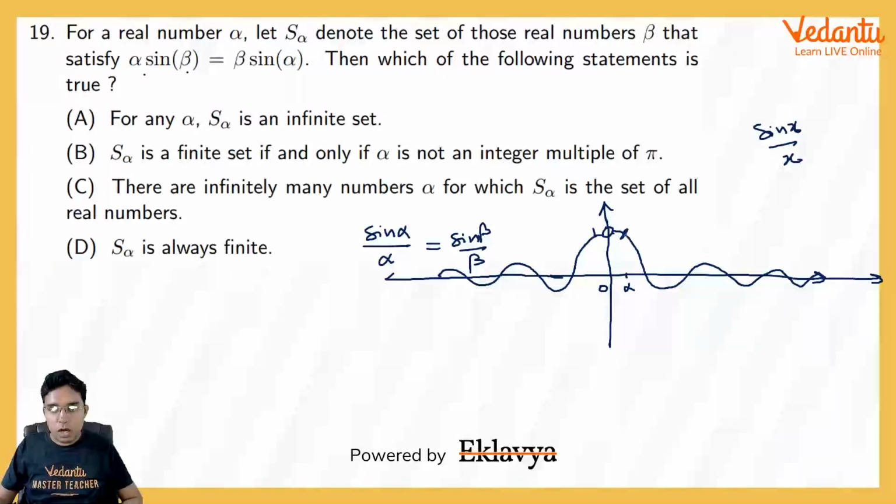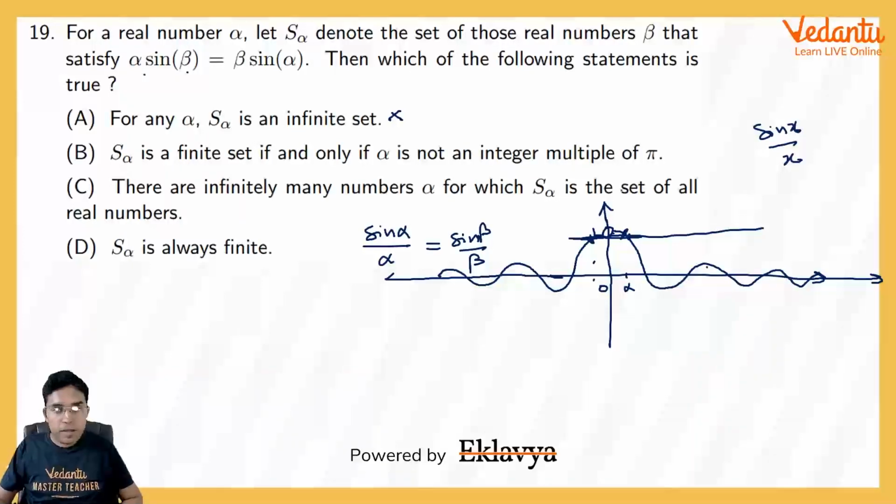Okay, so how many beta can we claim to have so that sin alpha upon alpha is equal to sin beta upon beta? I think if this is alpha, then the different value of beta other than alpha will be just 1 here, because all other maximas are lying below it. So saying that for any alpha it will be an infinite set is wrong. S alpha is a finite set if and only if alpha is not an integer multiple of pi.